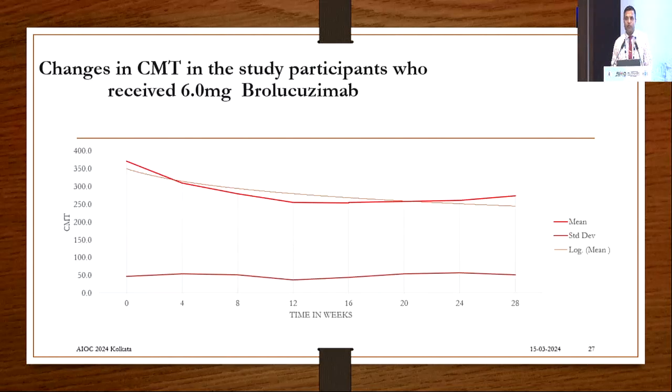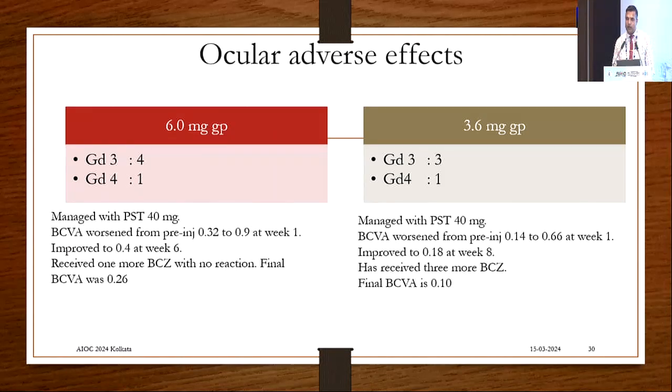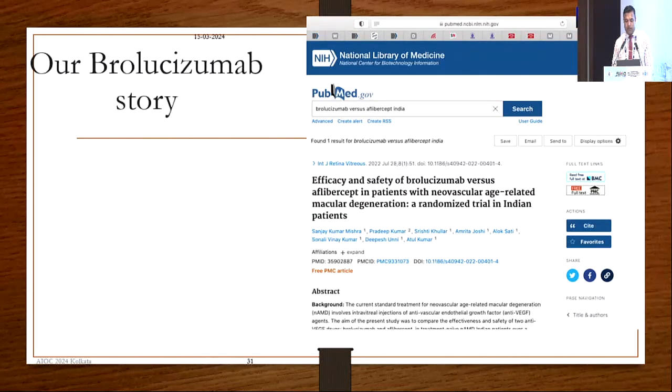So the 3.6 milligram dose, that is almost half the dosage of brolucizumab, is working equally well. Why we did this, I'll be talking about it soon. The number of injections in two groups were also far lesser as compared to our experience with ranibizumab. Serious IOIs did occur in both the groups, could be managed with local peribulbar steroids, and we did not have to shift any of the patients to oral steroids.